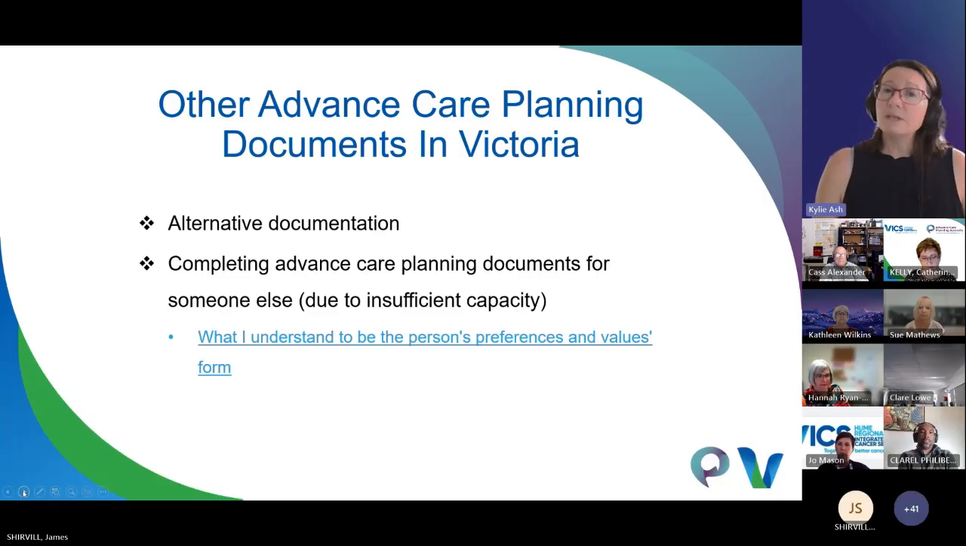So if it is deemed that someone does not have decision-making capacity, a family member or a healthcare professional can document their preferences around their values and medical treatment preferences on the person's behalf using a form, what I understand to be the person's preferences and values form. And whilst this document isn't legally binding, it can be very useful to inform care decisions and should be taken into account. Next slide.